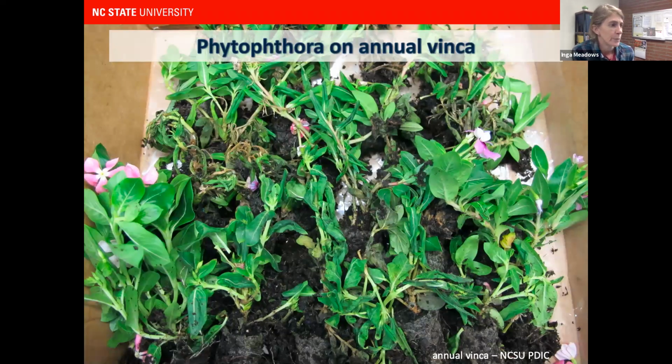So here are some example pictures. This is Phytophthora on annual vinca. Annual vinca is one of those oddballs that gets Phytophthora. Phytophthora causes a leaf blight on annual vinca versus a root or crown rot. So that one's a bit of an oddball, but it's very common on annual vinca.